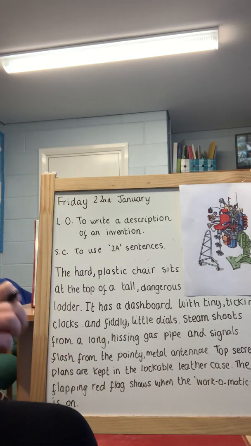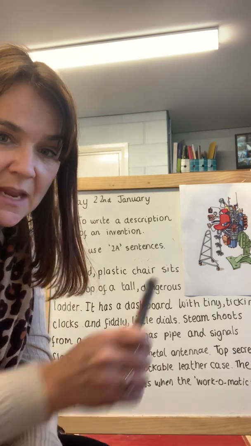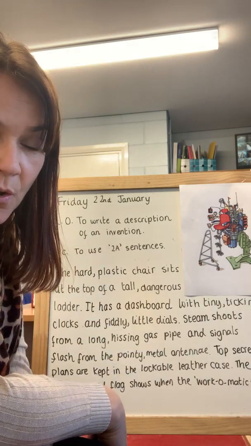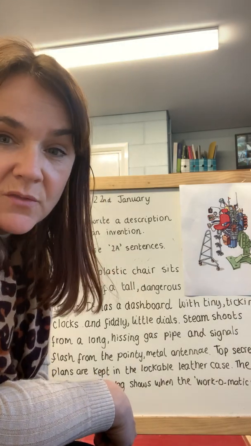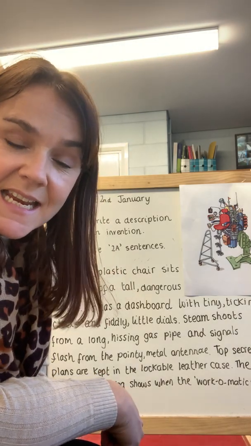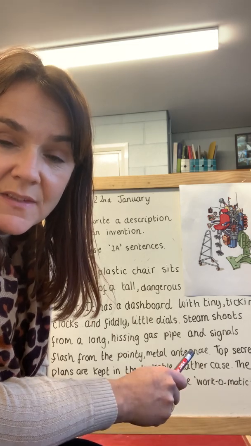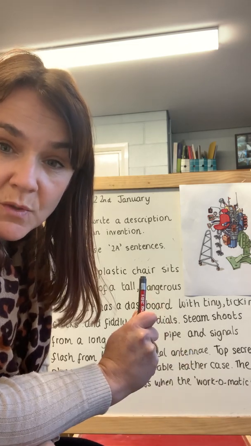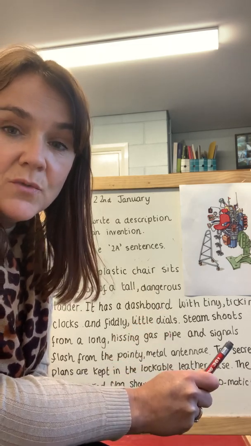Okay, everybody, using all of those adjectives that we collected yesterday, we've managed to write a description of the Workomatic. Shall we read it through together? Once you've done your writing, it's always really important to read it again and check for mistakes, check your spellings, make sure you've got your two adjectives, your commas in between the two adjectives, and that you've finished each sentence with a full stop. So let's read over it together.